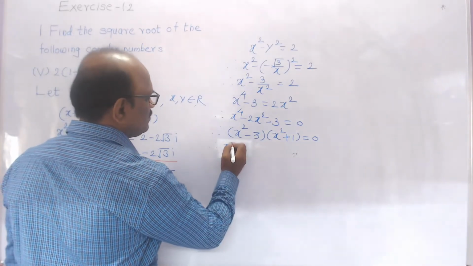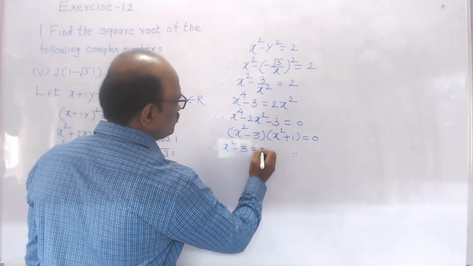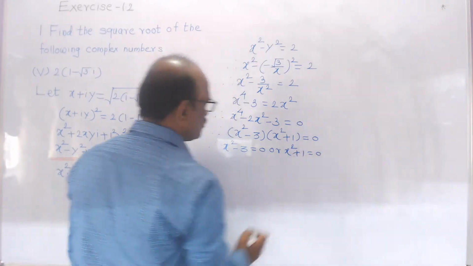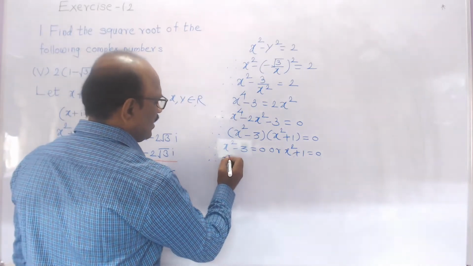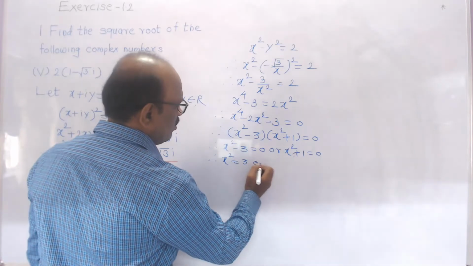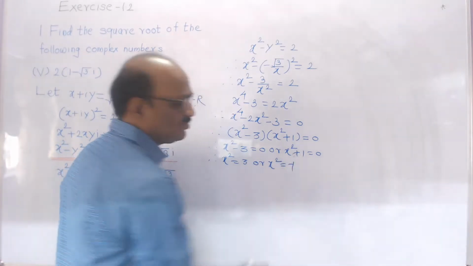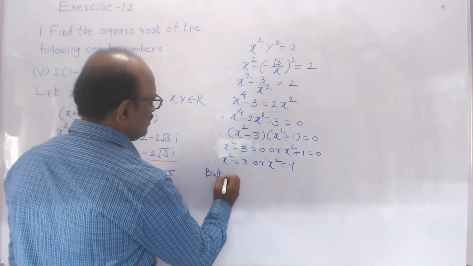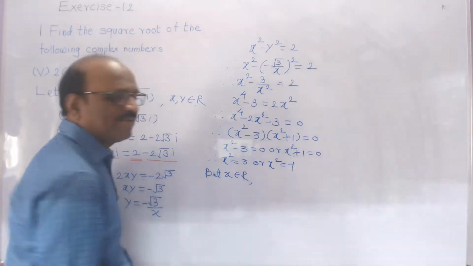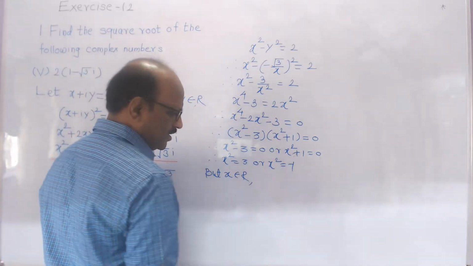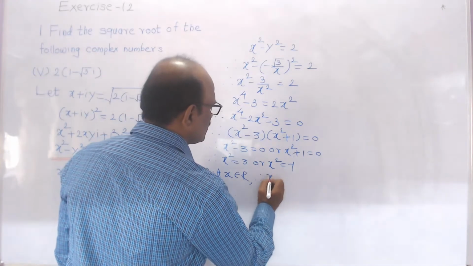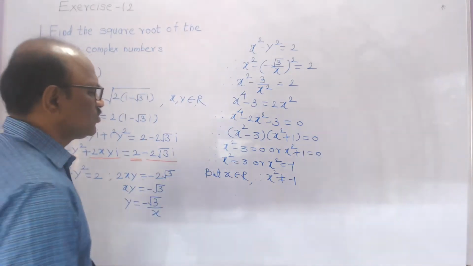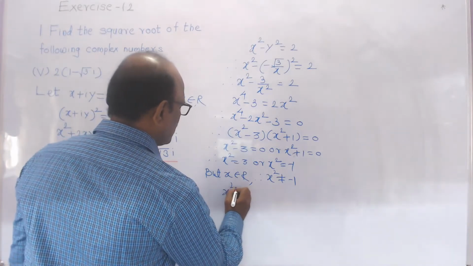Therefore, x square minus 3 is equal to 0, or x square plus 1 is equal to 0, and therefore x square is equal to 3, or x square is equal to minus 1. But x is a real number, x belongs to the set of real numbers. Therefore, the square of a real number is not negative, so x square is not equal to minus 1. This is not possible, and hence we take x square is equal to 3. Therefore x square is equal to 3.